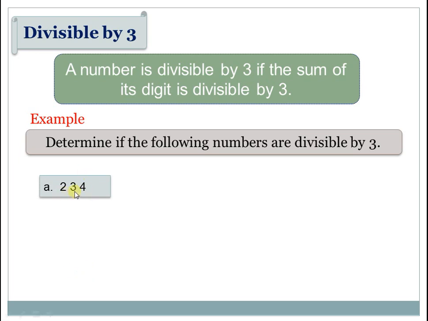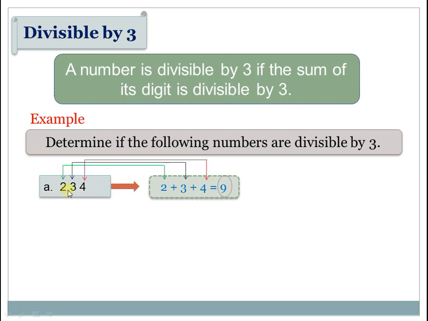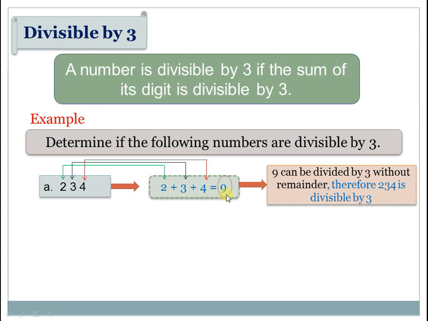Is 234 divisible by 3? As mentioned from the rule, you have to add the digits. So the digits are 2, 3, 4. So 2 plus 3 plus 4 gives us 9. Can you divide 9 by 3 without remainder? If your answer is yes, therefore 234 is divisible by 3. So you divide this by 3 without remainder.